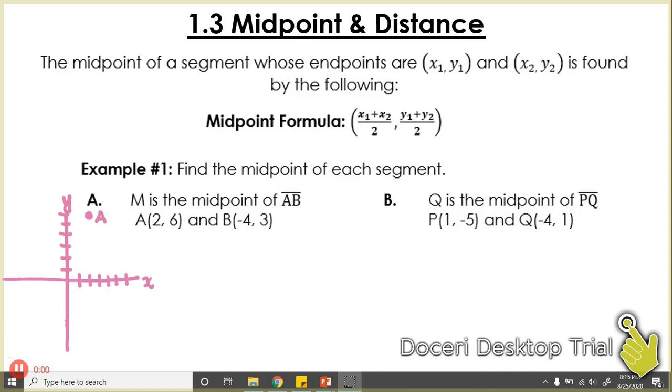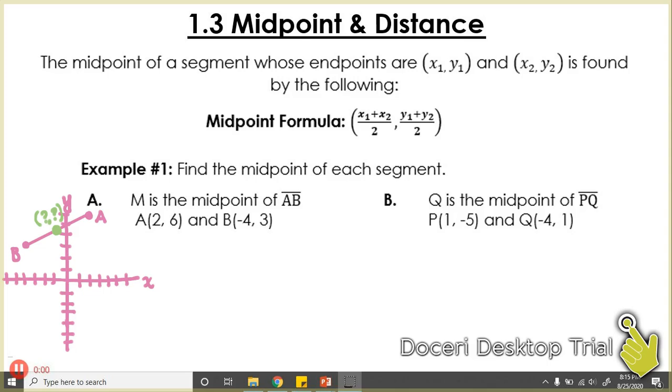And then we have point B, which is at -4, 3. So I go left 4, and then I go up 3. And there is B. This is my line segment on the coordinate plane, and my goal is to find the ordered pair that would be in the exact middle. Now, I don't know exactly where the middle is. I'm just guessing it's somewhere around there by eyesight, but I am looking for what x value and what y value that midpoint would be at.